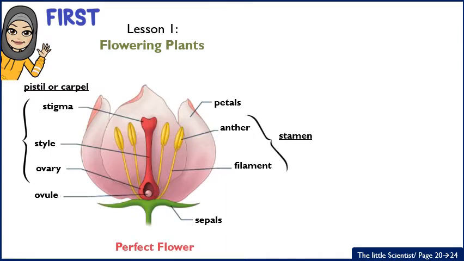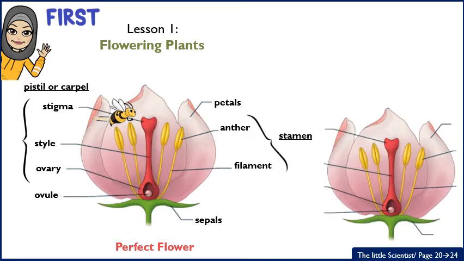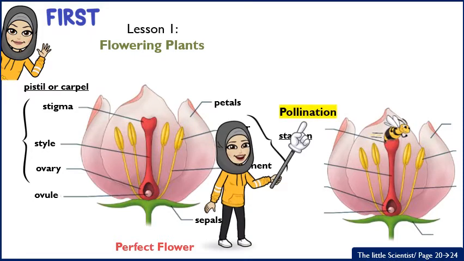How does reproduction happen? It starts with a pollinator. A pollinator must move pollen grains from the male anther to the female stigma inside the same flower or to another flower in the same species. So the pollinator carries pollen grains from the male anther to the female stigma. This step or this process is called pollination. So during pollination, pollen grains are moved from the anther to the stigma.